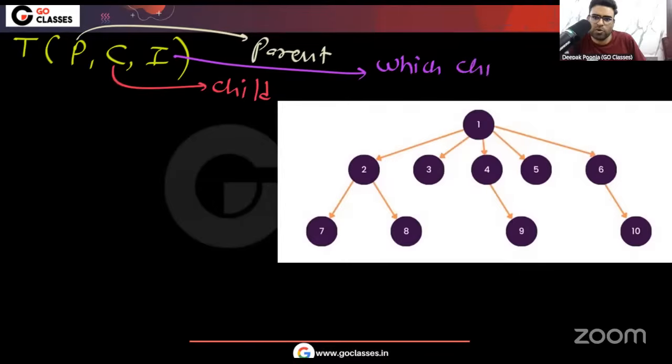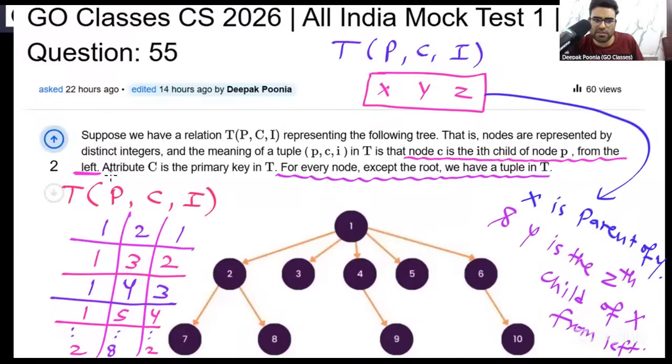Which number of child from left? Okay, so is this clear? P means parent, C means child, and here remember this C, this is the primary key that is already given to you. You can notice in this question it is saying that C is the primary key.